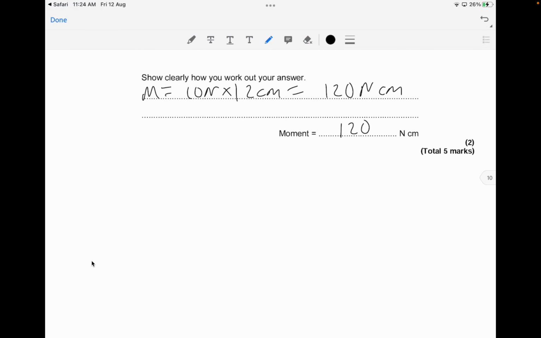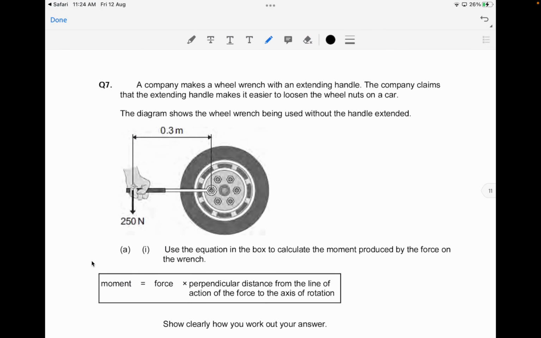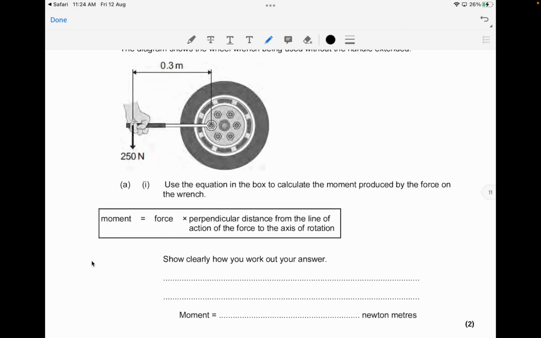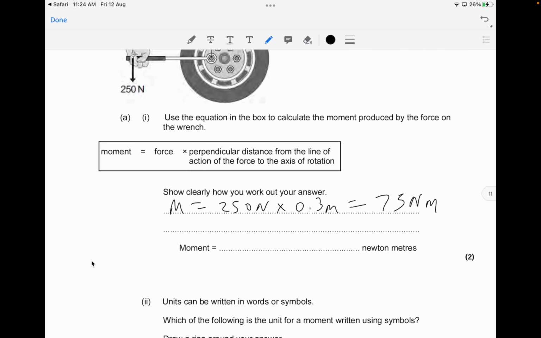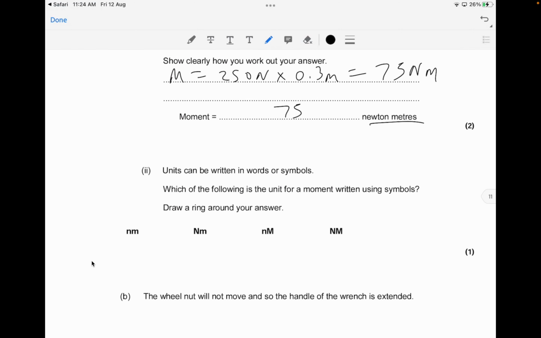Next question. The next question states that a company makes a wheel wrench with an extending handle. You have to use the moment calculation again. Moment is equivalent to the force, 250 newtons, times the perpendicular distance, about 0.3 meters. That is 250 times 0.3, which gives you 75 Newton meters. Since they're giving us the values in meters, we leave it as Newton meters. So you have 75 Newton meters. Okay, that's pretty quick. Let's move on to the next question.